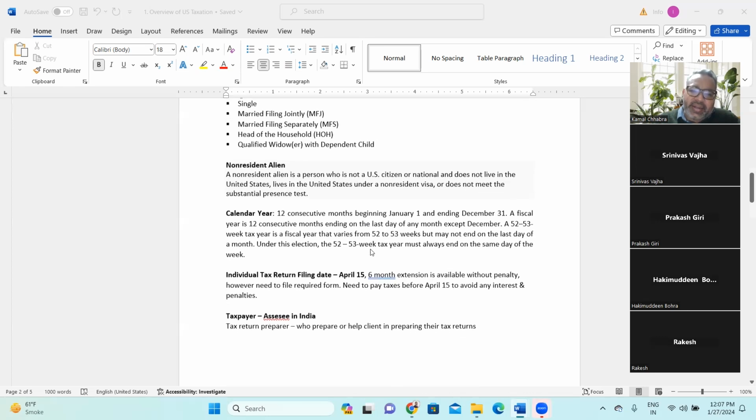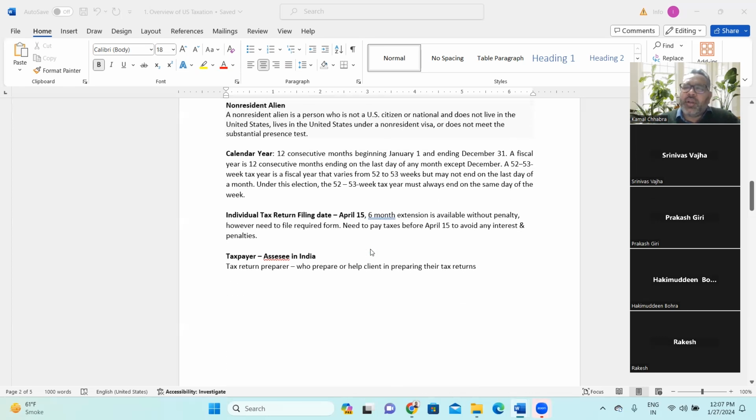Next is the calendar year. So most individuals follow the calendar year. That is January to December is their calendar year, their tax year. And the return filing date is 15th of April in the following year, normally 3.5 months after the tax year ends, right?